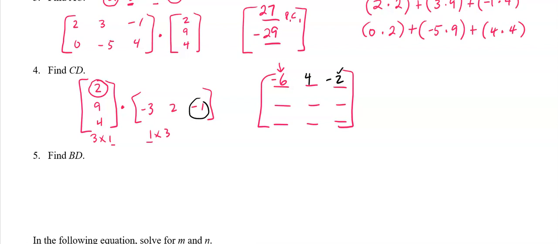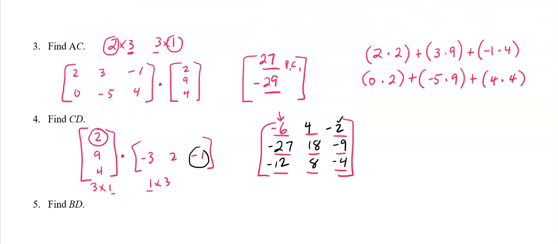Now the middle row will just be multiplying 9 times each one of these numbers. So negative 27, 18, negative 9, and then negative 12, 8, negative 4. And so there is your answer for number 4.